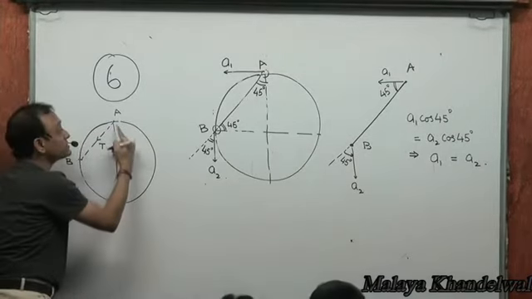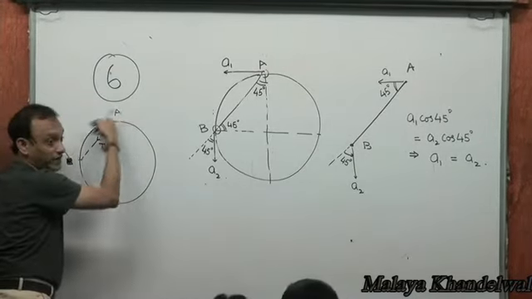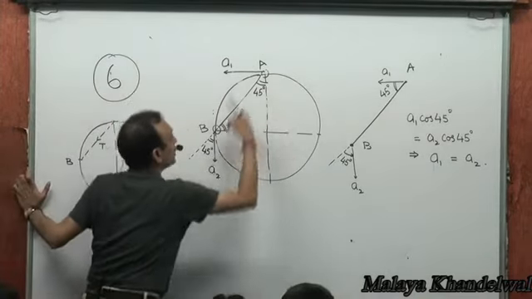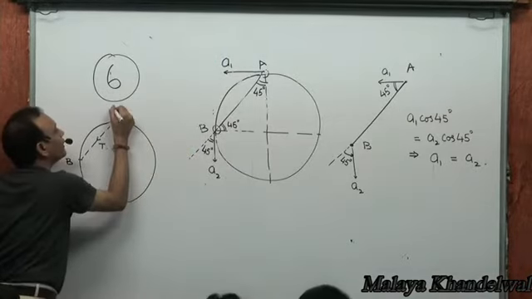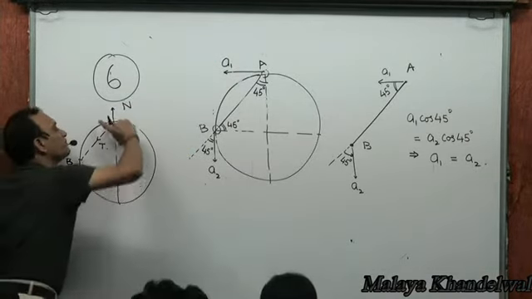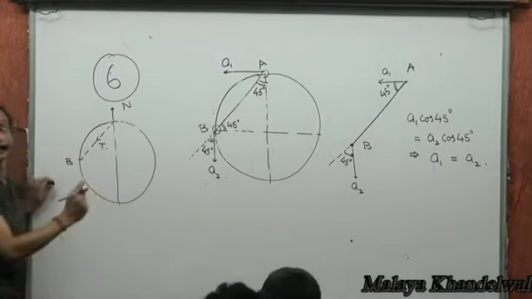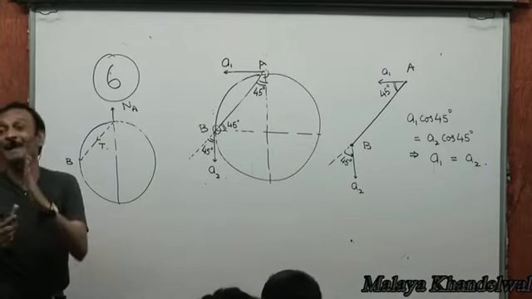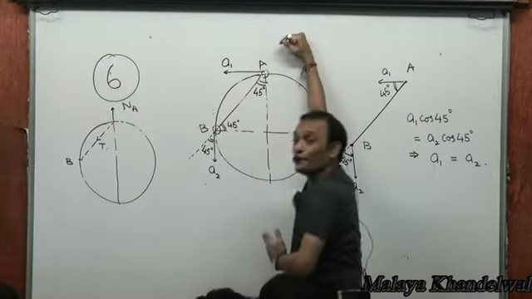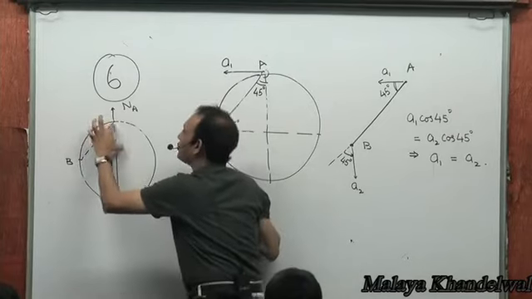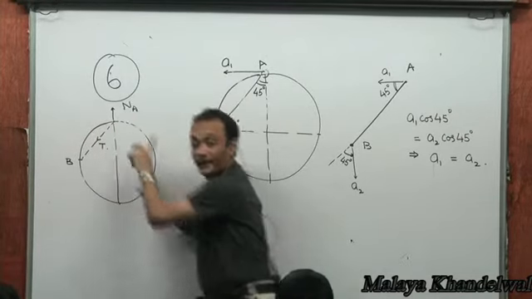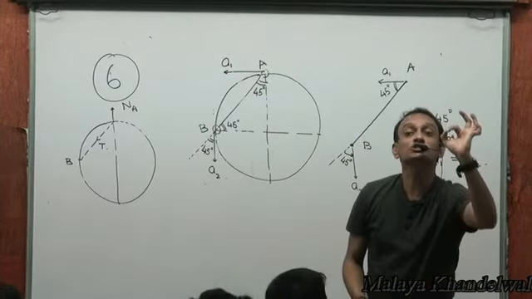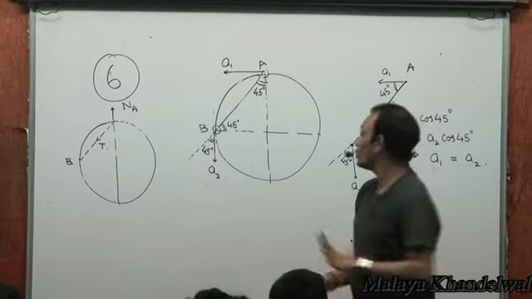which is like this. But since the bead has no vertical acceleration, it has only a horizontal acceleration, the circular wire must exert on the bead A a force N like this, so that the vertical component of T and N could cancel off. Do you realize that? T cos 45 degrees must be equal to NA, so that at this instant the vertical acceleration of A is 0. Yes or no?